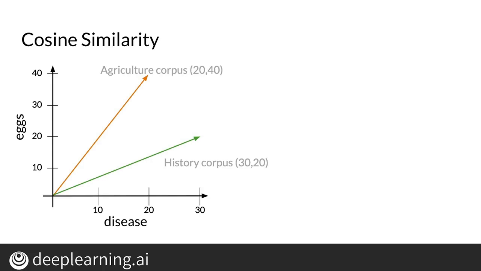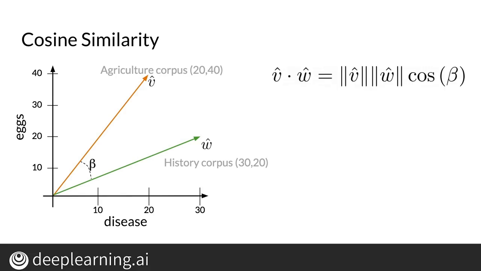Remember that in this example, you have a vector space where the representation of the corpora is given by the number of occurrences of the words disease and eggs. The angle between those vector representations is denoted by beta. The agriculture corpus is represented by the vector v, and the history corpus is going to be vector w. The dot product between those vectors is defined as follows.